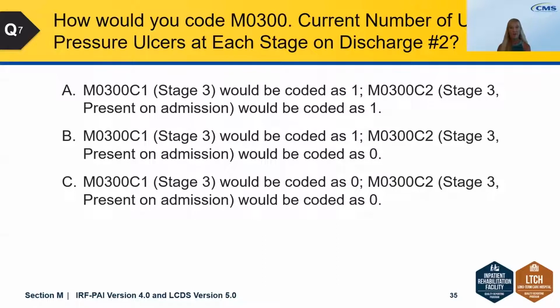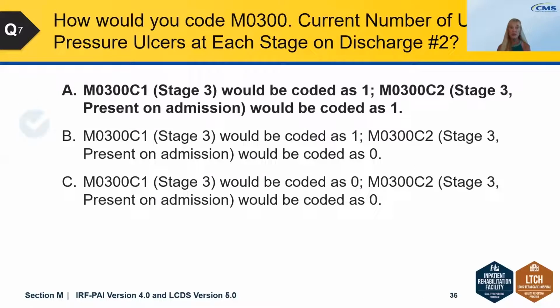All right, let's see how everybody did. About 93% of you coded A, and that is the correct response. MO300C1, stage 3, is coded as a 1, and MO300C2, stage 3 present on admission, is also coded as 1.